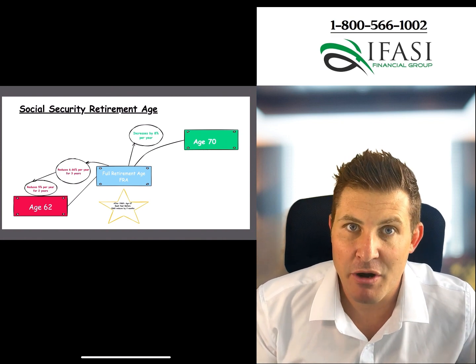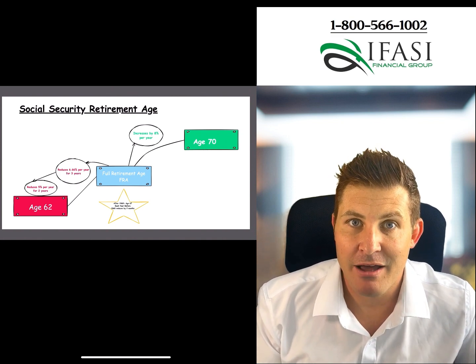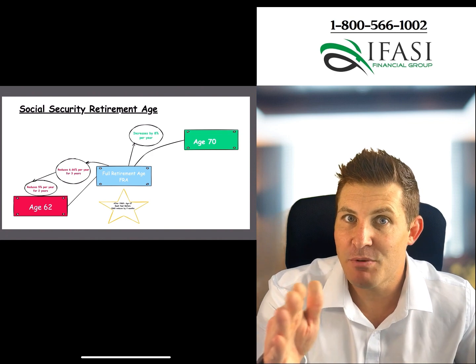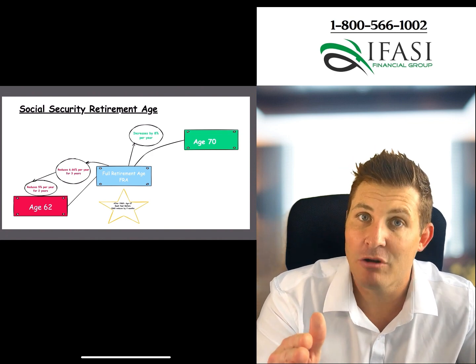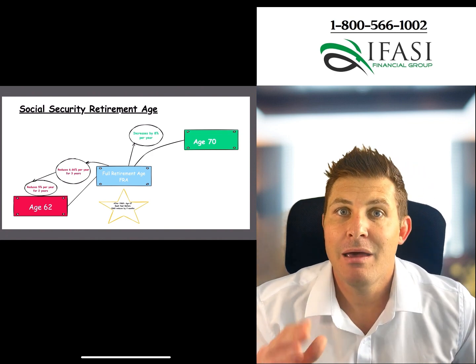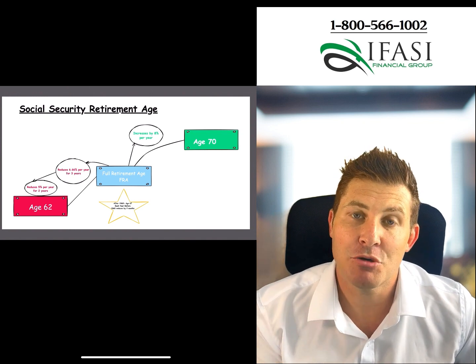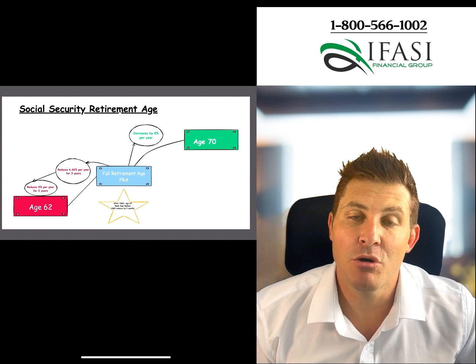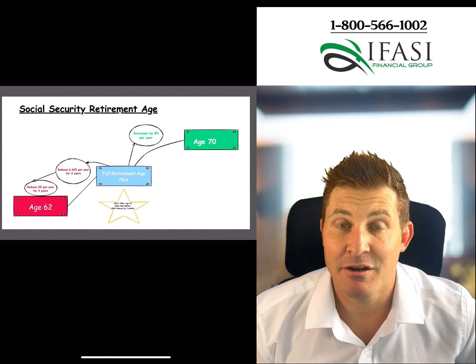The earlier that you trigger it, the more that you're going to get penalized. So that's going to be about a 30% reduction if you do trigger it at the earliest date, which is age 62. Be mindful and be careful if you try to trigger it before full retirement age, because you also have a reduction of benefits that can occur.